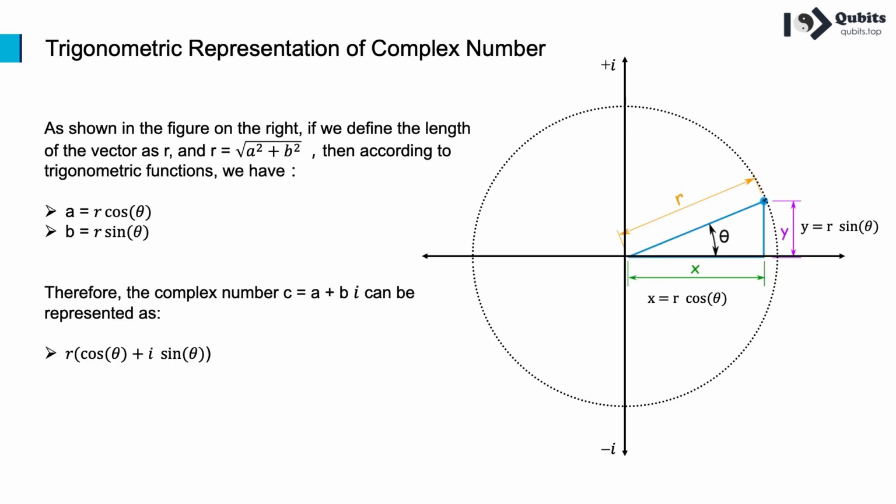If we define the length of the vector as r, and r equals the square root of a squared plus b squared, then according to trigonometric functions as shown in the figure, a equals r times cosine theta, b equals r times sine theta. Therefore, the complex number c equals a plus b times I can be represented as r times the quantity cosine theta plus I sine theta.